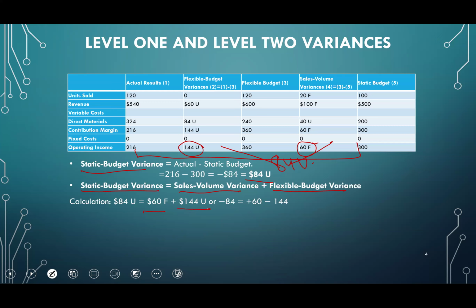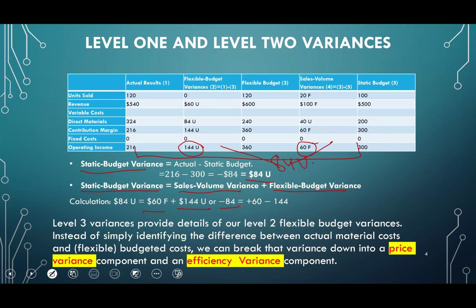Which is the same thing as if I were to combine one F and one U, it is almost like combining a negative number with a positive number, and I am going to come up with a negative 84 or an 84U. So all that is happening is that I take my static budget variance and I split it into two columns, and therefore the total turns out to be always the same. Everybody okay? All right.